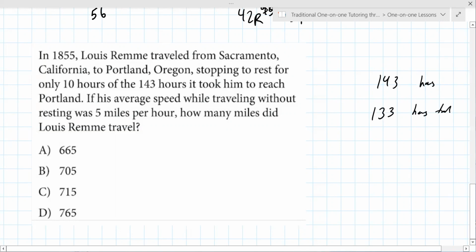Mhm. So, it goes on to say, if his average speed while traveling without resting was 5 miles per hour, how many miles did the person travel? Do you remember the only equation that's needed for distance on the exam? There's only one equation. I don't remember. Distance is rate times time.